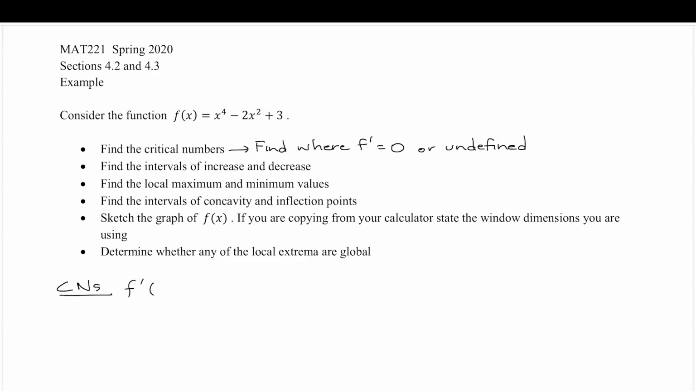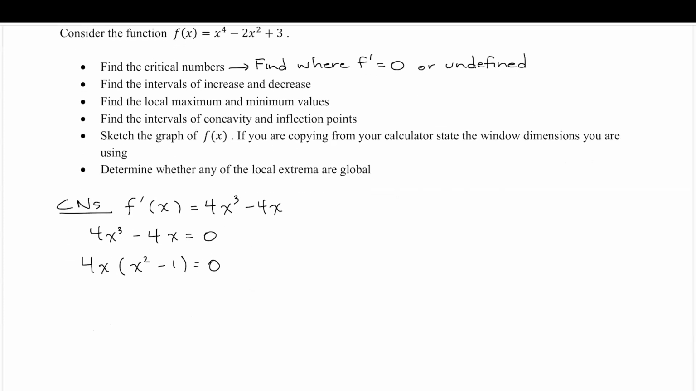So CN stands for critical number. To find the critical numbers, we're going to first take the derivative, 4x cubed minus 4x. We're going to set that derivative equal to 0. In this case, we can factor a 4x out of each term, and then we're going to set each factor to 0. So just some basic algebra here. We get that x equals 0 and x equals plus and minus 1 when we solve that. So these are the critical numbers.